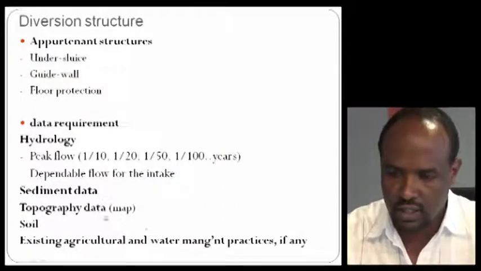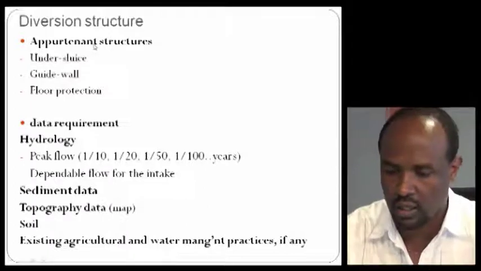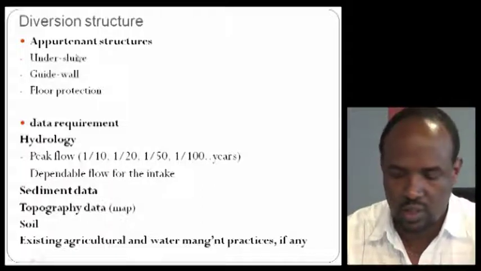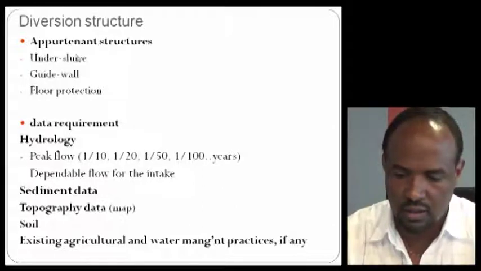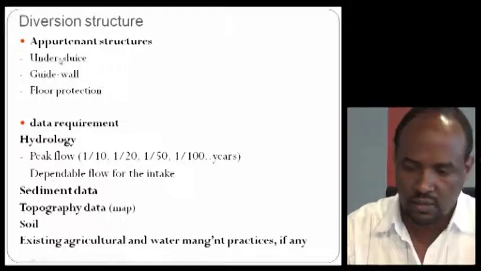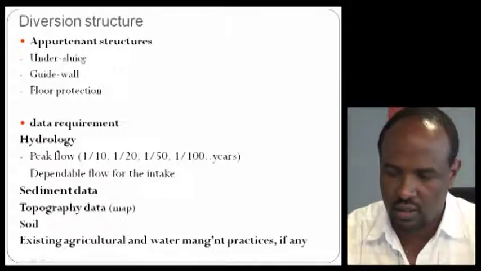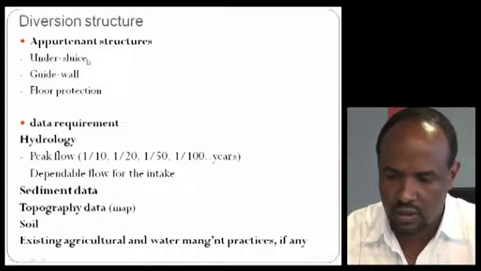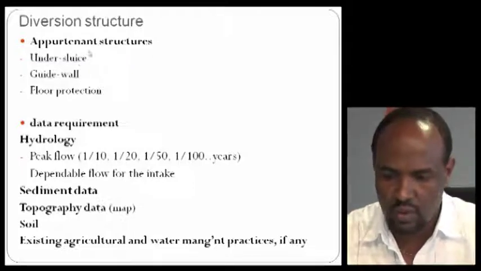And there are also appurtenant structures, which are structures that support and go along with the main structure, under sluice, for example, guide wall and flood protection. These also need to be considered to make the structure safer and to divert the required discharges. The under sluice, as much as possible, needs to be along with the intake, so as to remove the sediments just in front of the intakes. And guide walls as well.